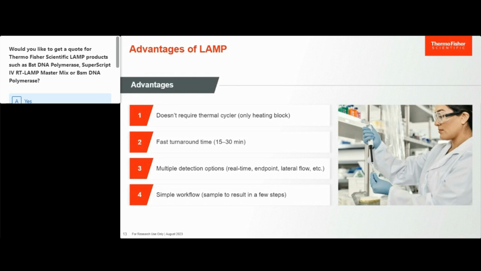The LAMP method is also quite simple. Only a few steps are required from the sample to result. Additionally, the interpretation of results is quite easy. The products of LAMP can be observed even with the naked eye immediately after the reaction ends or even while the reaction is running.